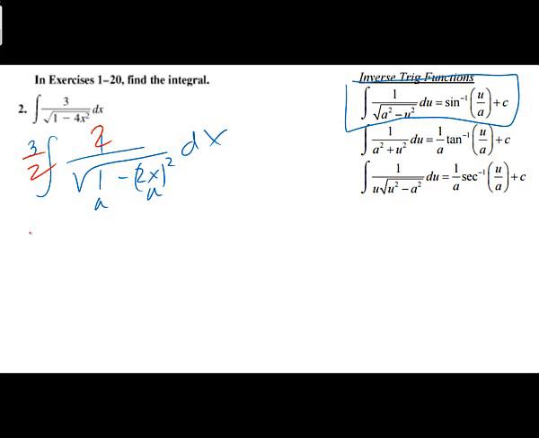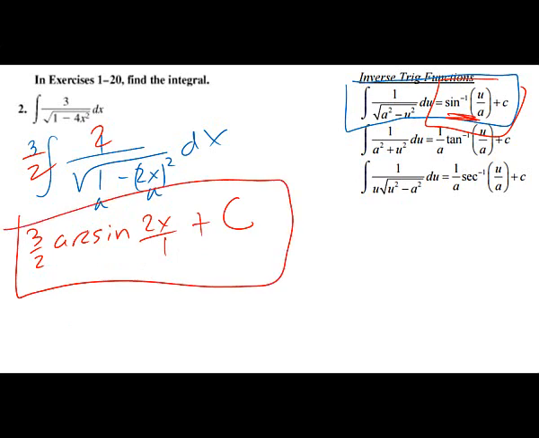Okay, maybe I'll stop now. Now it fits the pattern exactly over here. So I just use this. So arc sine of, what's the U value? What's my A value? That's it. That's all there is to it.